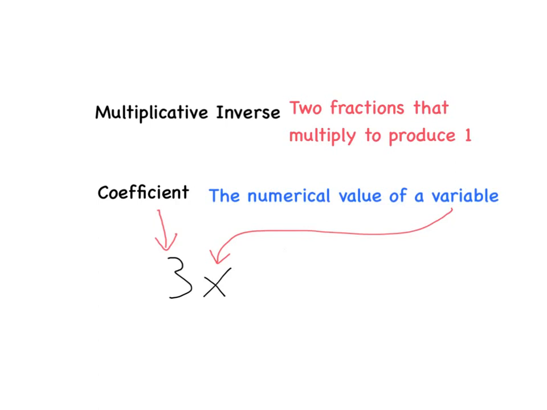Two of the vocab words you're going to need to know: multiplicative inverse and coefficient. These should definitely go in your notes. The multiplicative inverse: two fractions that multiply to produce 1. And coefficient is the numerical value of a variable. So here you can see that 3 is the coefficient and x is the variable. Again, remember that variables change. They're not always one thing.